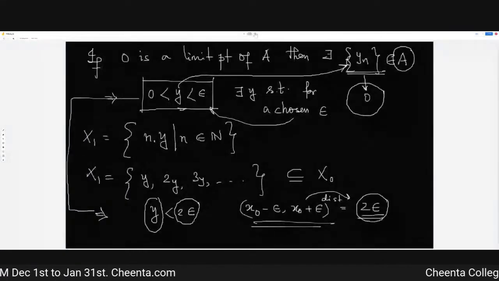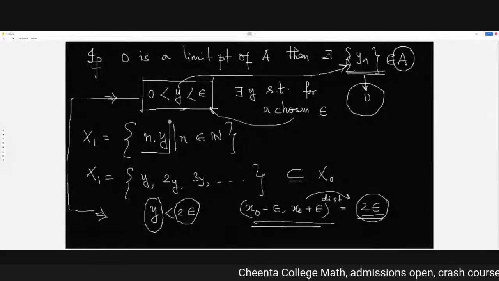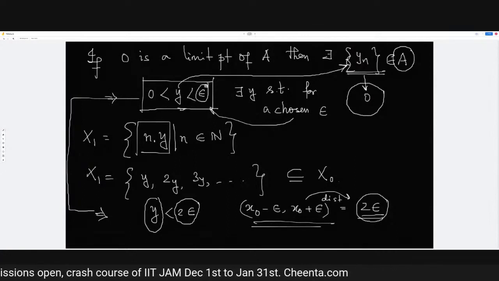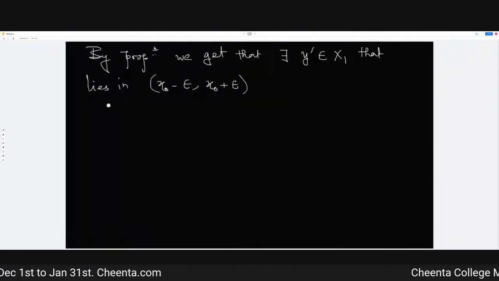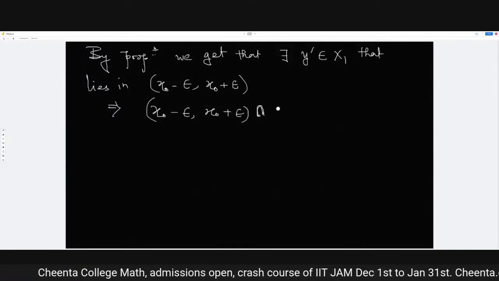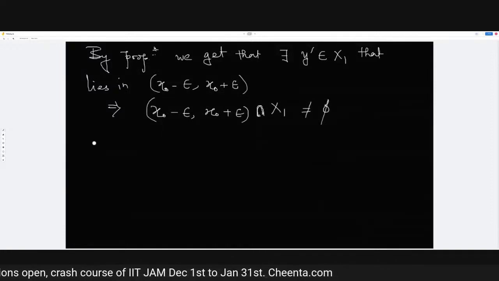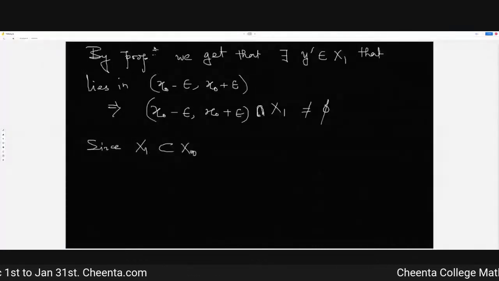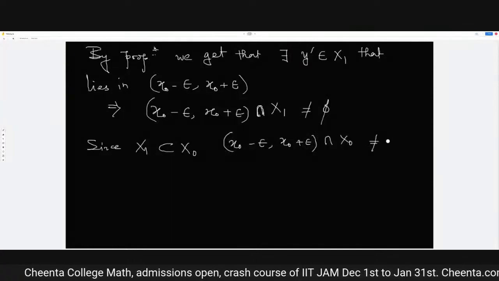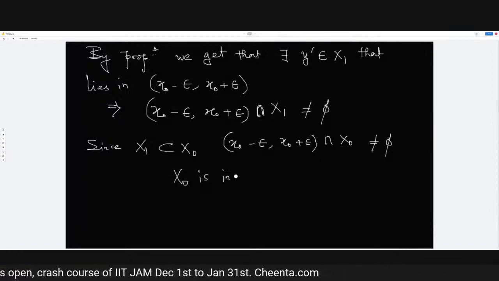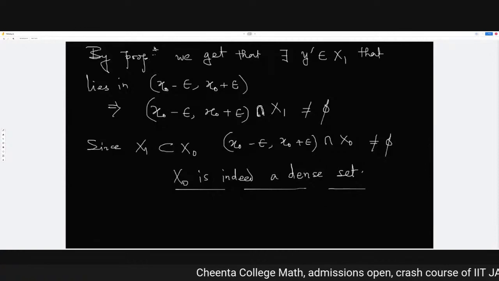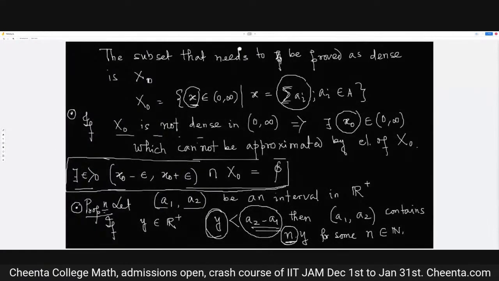That is the reason. If you look at the set x1, this is practically the collection of all natural numbers multiplied by y for a fixed y, and that fixed y is also less than epsilon. So now you have this. This implies that x naught minus epsilon comma x naught plus epsilon intersected with x1 is not equal to the empty set, and since x1 is a set theoretic subset of x naught, then x naught minus epsilon comma x naught plus epsilon intersected with x naught is also not equal to the empty set. That means x naught is indeed a dense set, because we have actually proven the statement via contradiction. So this statement is indeed true.